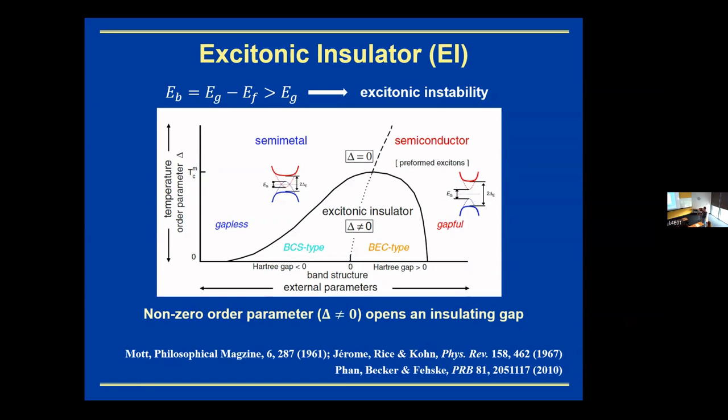Or you can go to a stronger coupling limit where you start from a narrow gap semiconductor, and these preformed excitons, if they have a negative formation energy, can condense. This is closer to the classical BEC type of transition. So there's a crossover from BCS type to BEC type of condensation, which is also a hot topic in non-conventional superconductivity currently.